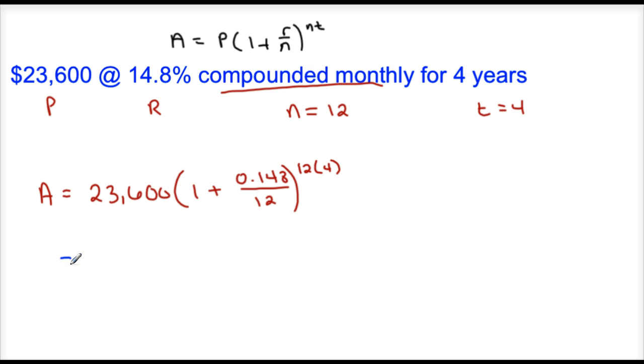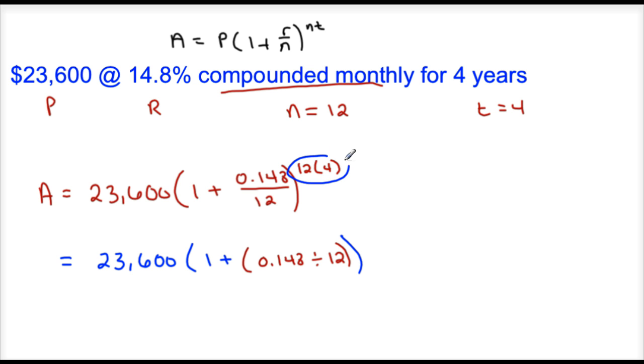Calculator. 23,600 times quantity, 1 plus, I'm going to open up a set of parentheses for this other one, 0.148 divided by 12. Close the parentheses for that. Close the parentheses again for the first parentheses. I'm going to just put the 12 times 4. I'm going to figure that out mentally. And when I put my caret button for my power, 12 times 4 is 48. Plug this into your calculator and let's see what we get.